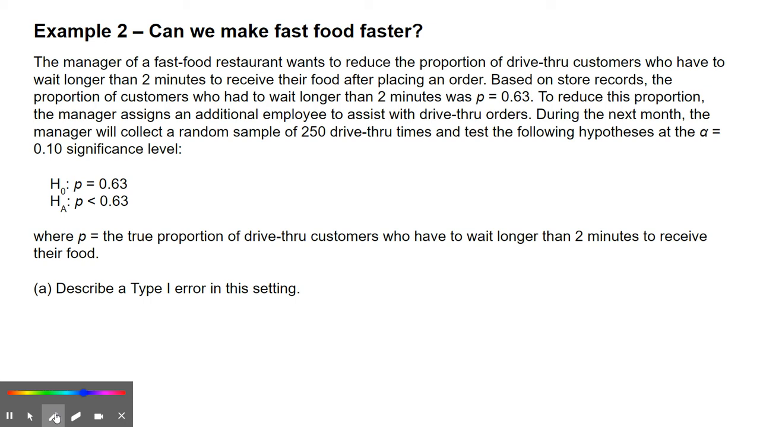Null hypothesis, the proportion is equal to 0.63. The alternative, the proportion is less than 0.63, where p equals the true proportion of drive-through customers who have to wait longer than 2 minutes to receive their food. Describe a type 1 error in this setting. Okay, so in a type 1 error, we reject the null when the null is true. So we're saying that the proportion is actually less than 0.63, when in actuality it is equal to 0.63. Type 1 error, here it comes.